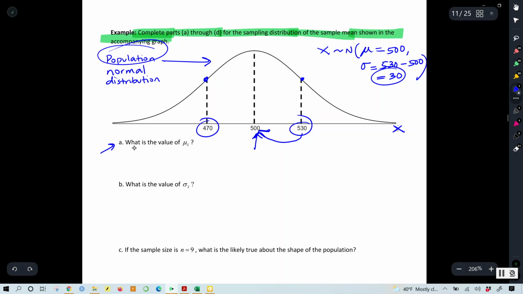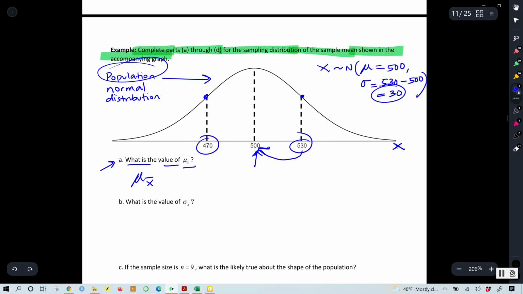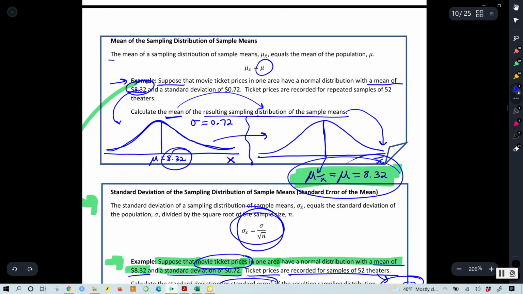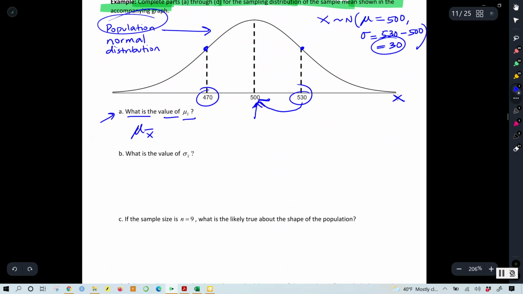Question A, what is the mean of the sampling distribution? Mean of X bar, according to the formula we had earlier, it is always exactly equal to the population mean. So adapting that formula, we have mu, and what do we have earlier? Our population mean was 500, that stays the same, and we're done.